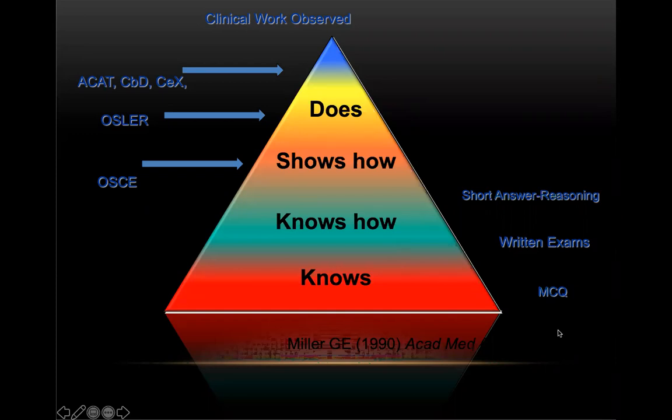So Miller's pyramid goes higher in the sense that it starts from the MCQs. Better than MCQs are written exams. Better than written exams are short answer reasoning questions. Better than that is what is called the OSCE, and a better form of that is called the Osler, and then finally come the ACAT, CBDs, and CEX. So ACAT, CBDs, and all. Are you aware what it is?